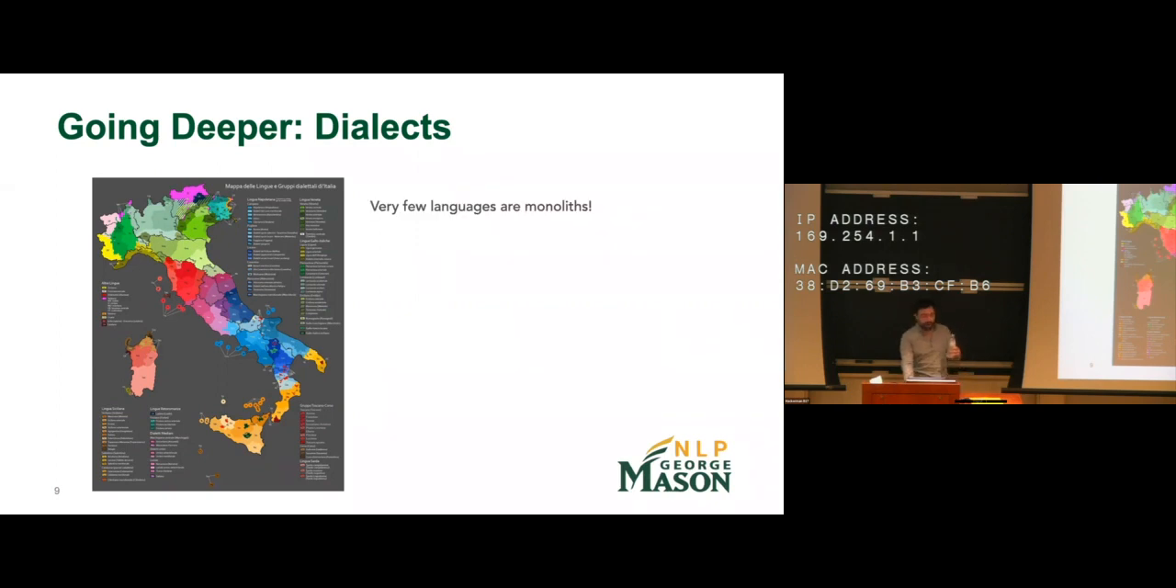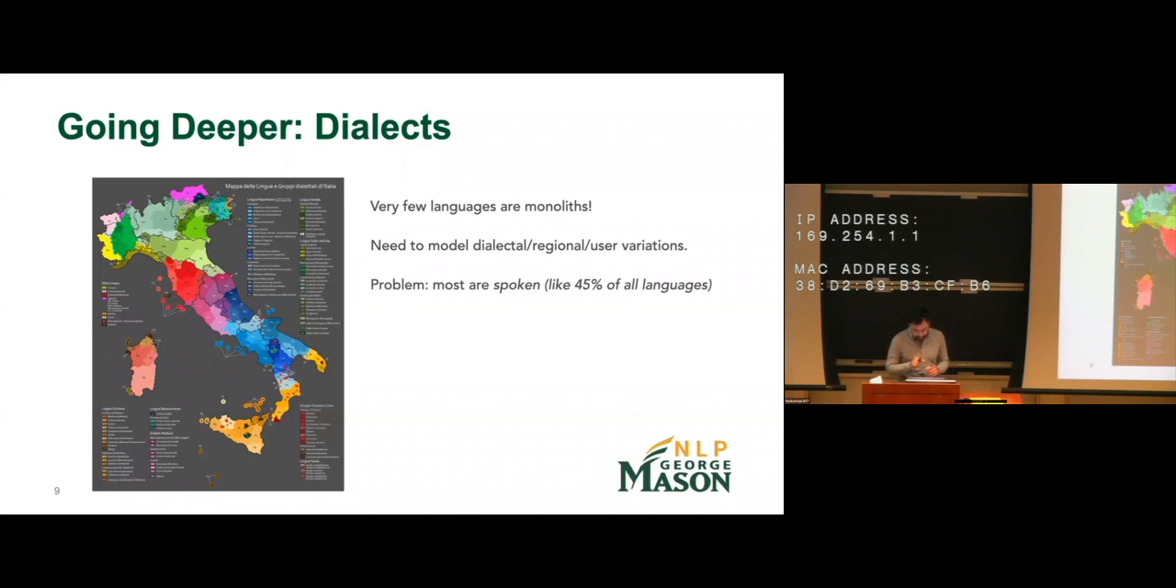So no, languages are not monoliths, and you need to be able to model the different user variations. This is my favorite map of Italy. You can see that all of the models that we built for Italian really just cover what you would call modern standard Italian, which a lot of the young people use or are forced to use in some spaces, but still at home they would be speaking with the grandparents, the local varieties.